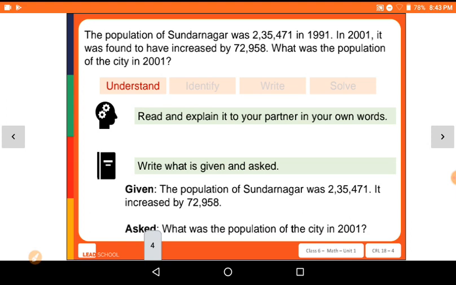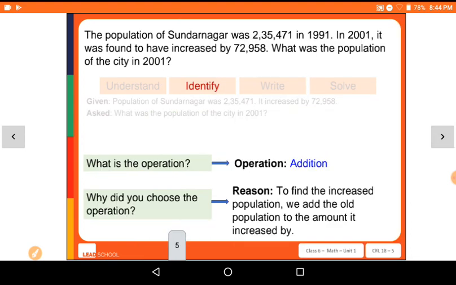That we write in the asked part: what was the population of the city in 2001. So two things are clear here, given and asked, in the first category, understand. Now the second one is identify the arithmetic operation. What is the operation here? So obviously we have to find the operation that is related to identify.